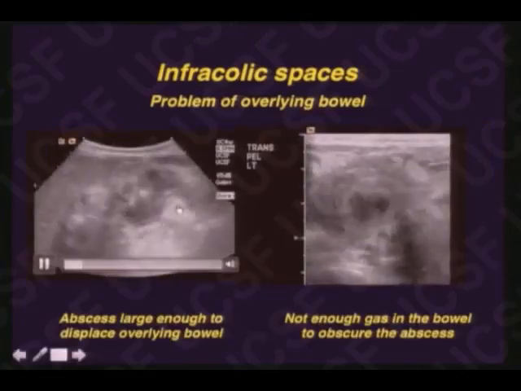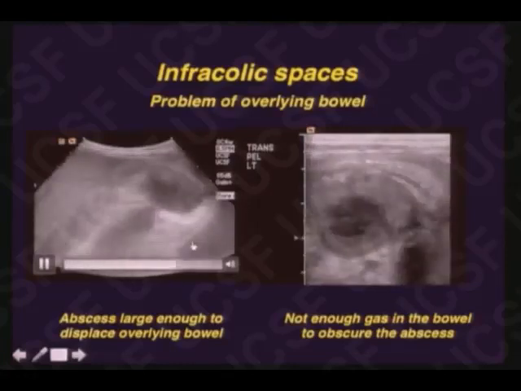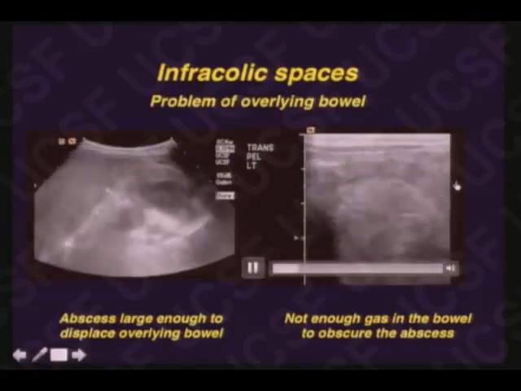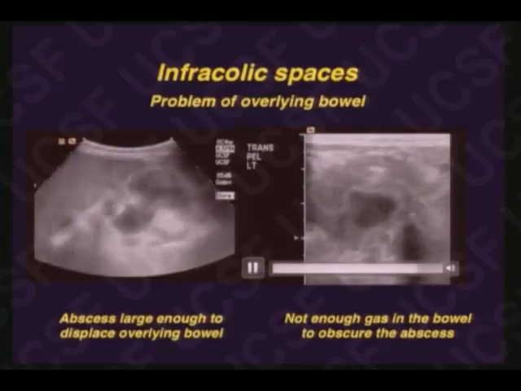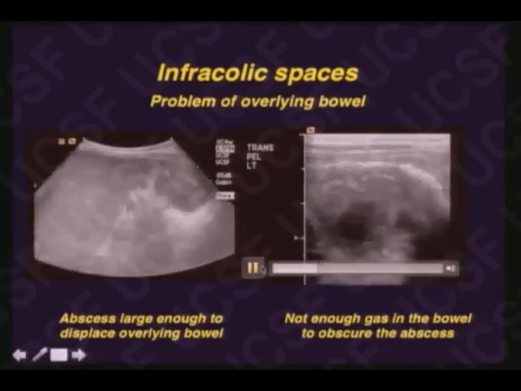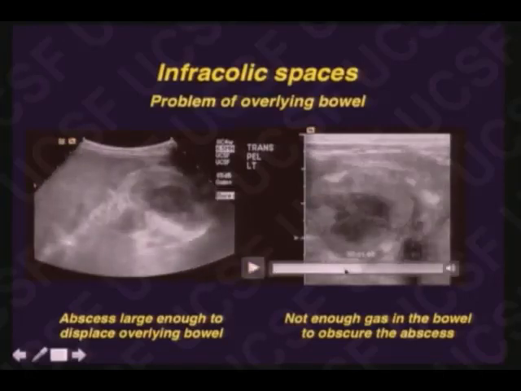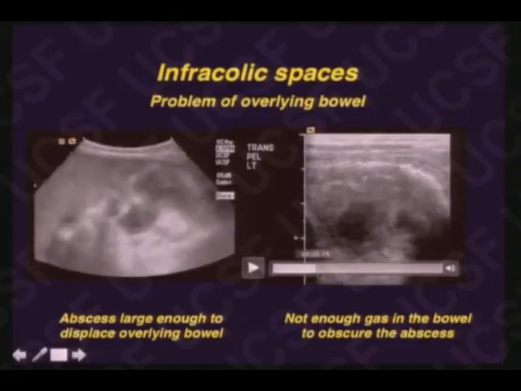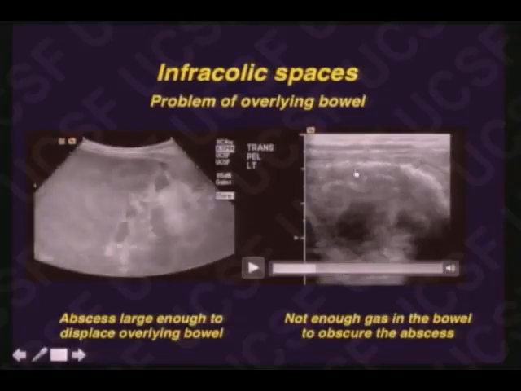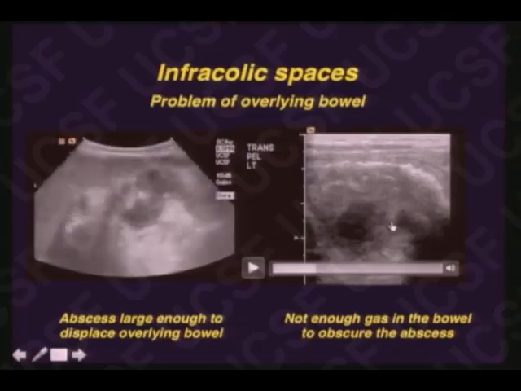An abscess in the infracolic space may, in and of itself, be large enough to push the bowel out of the way. Also, although the abscess is often surrounded by bowel gas, it frequently causes some inflammation to the bowel, and therefore the gas passes through that segment rather rapidly, and it accumulates in other places. But through that segment, I can often look through and find the abscess.